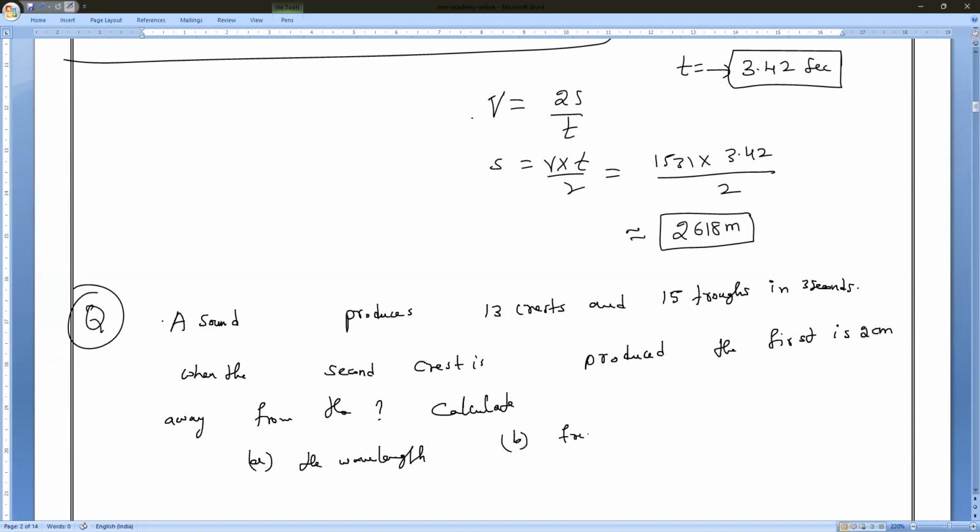Next, second one, frequency. Third one, wave speed. It's a good question. Let me see who will answer. Sir, away from the source? Yes, please. First is 2 centimeter away from the source. Okay. Clear, everybody?